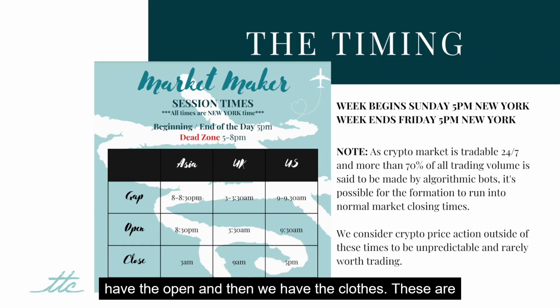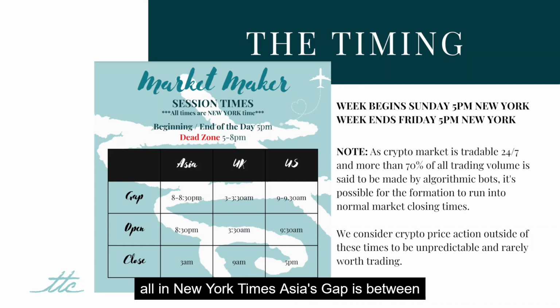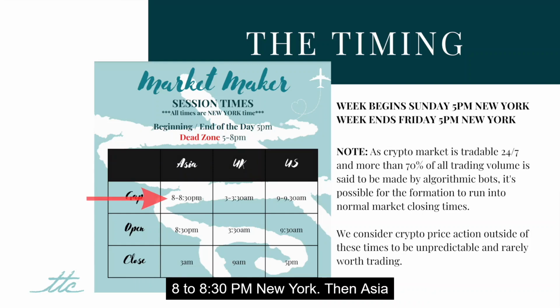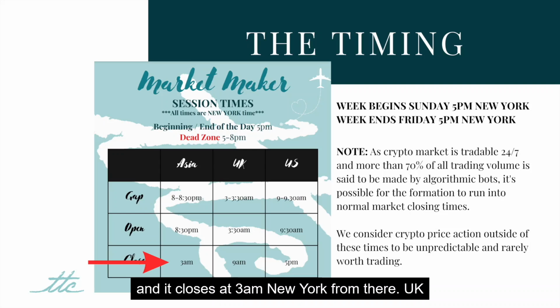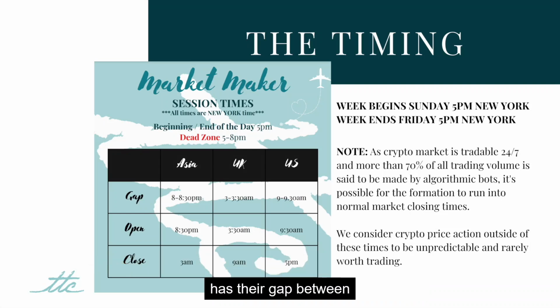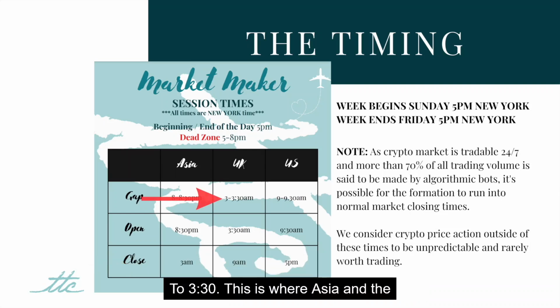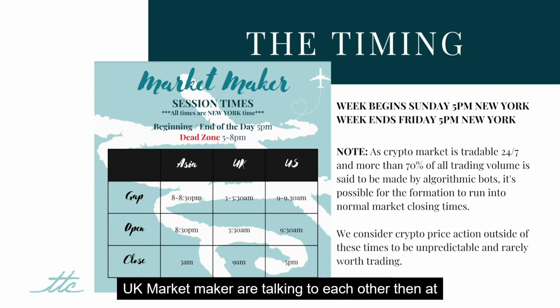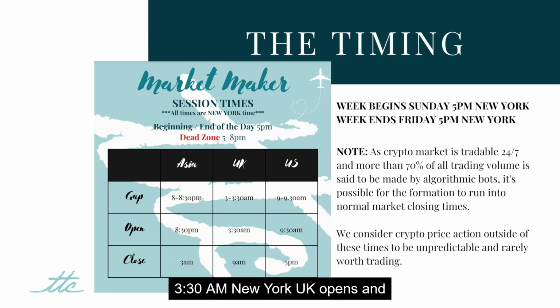Following the gap, we have the open and then we have the close. These are all in New York times. Asia's gap is between 8 to 8:30 p.m. New York. Then Asia opens at 8:30 p.m. New York and it closes at 3 a.m. New York. From there, UK has their gap between 3 to 3:30. This is where Asia and the UK market maker are talking to each other. Then at 3:30 a.m. New York, UK opens and they run their session until 9 a.m.